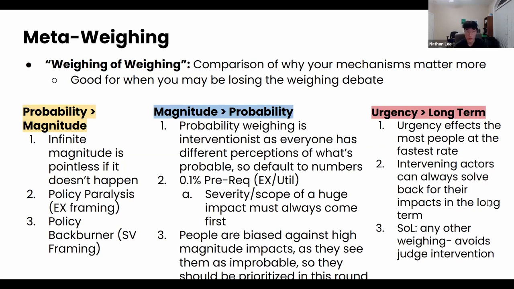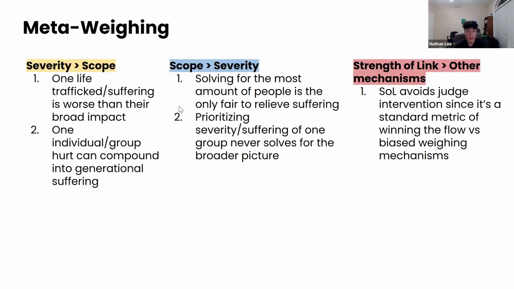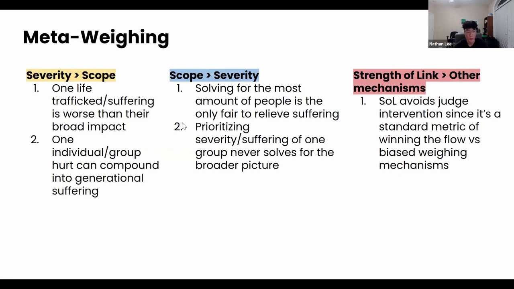But yeah, so then we'll go to severity versus scope. So again, this is commonly used in SV versus extinction framing situations. So for example, if you're trying to win SV, you'd say that one life that's trafficked or suffering is worse than their broad impact. And then you'd also say that one individual or group hurt can compound into generational suffering, which means that you're inherently linking into scope. And Melindu, yes, we'll have the slides open. I'll have the link in the chat after.